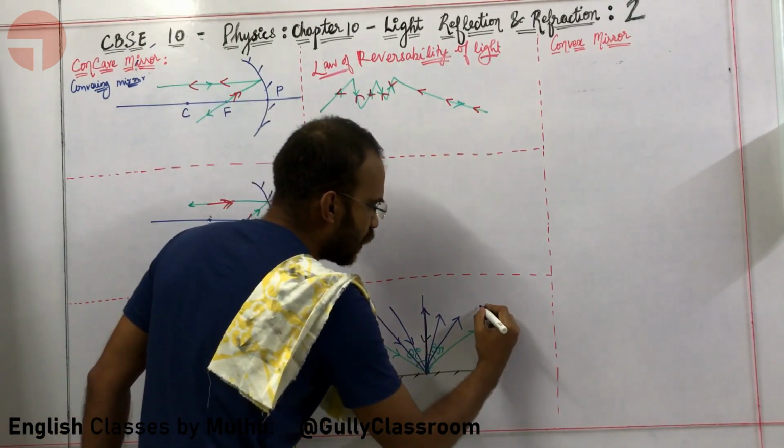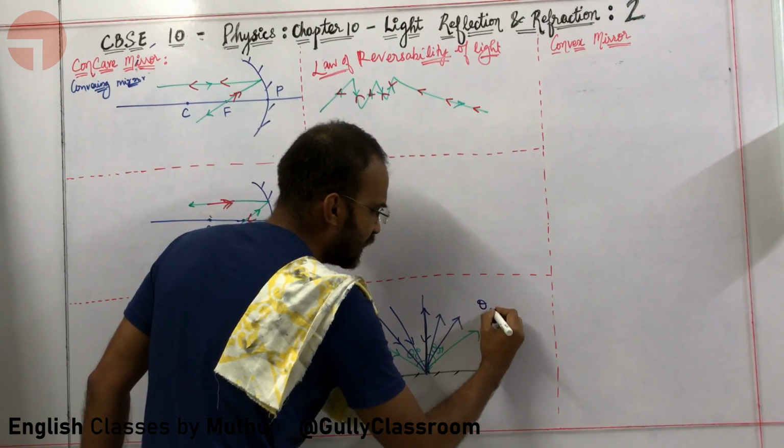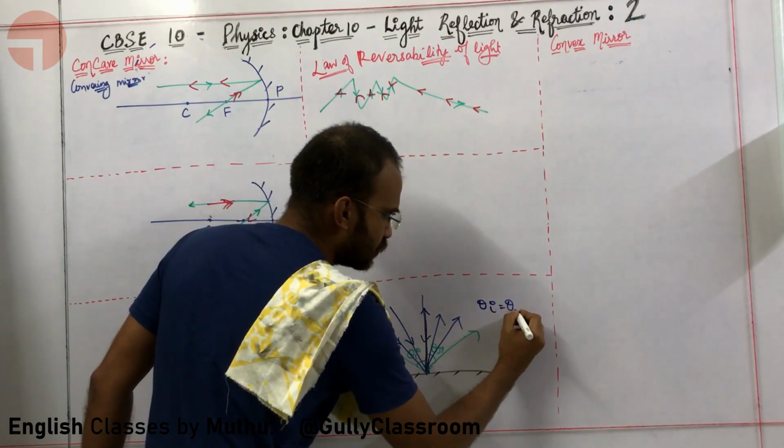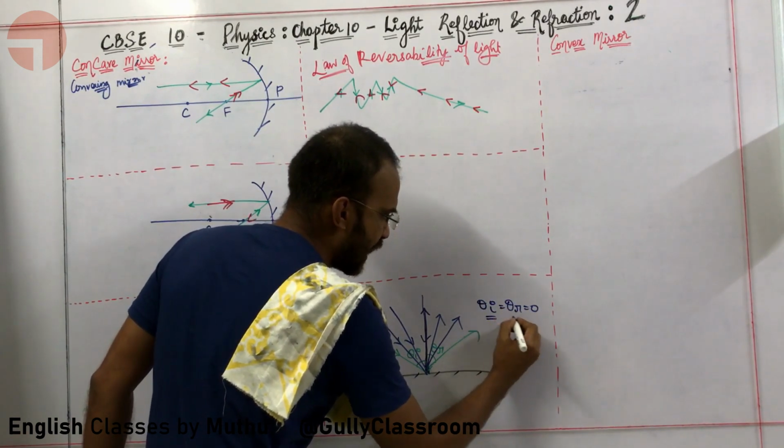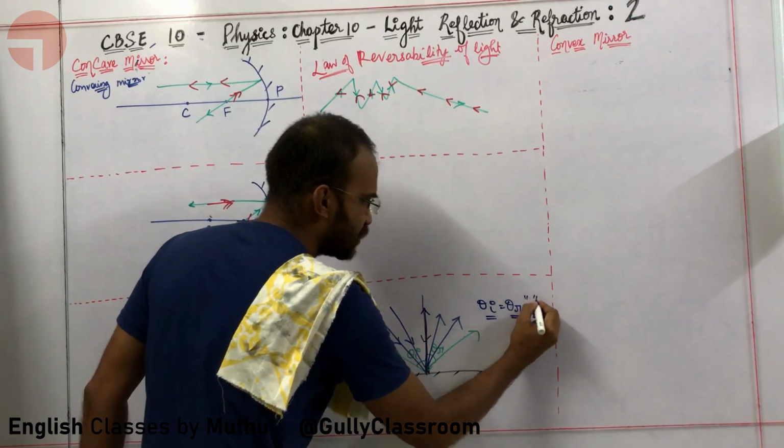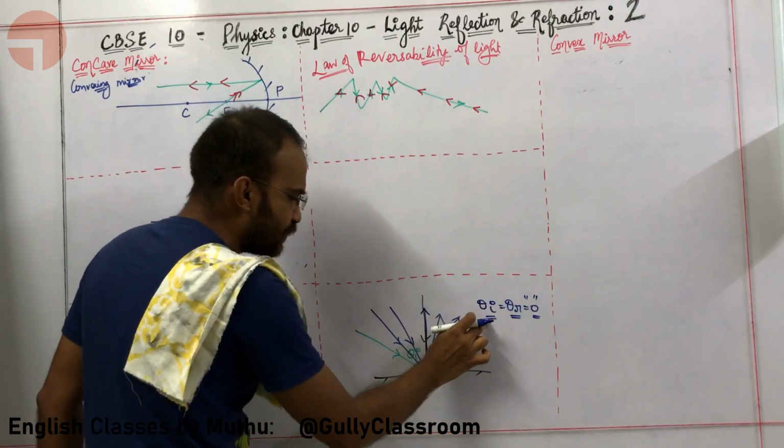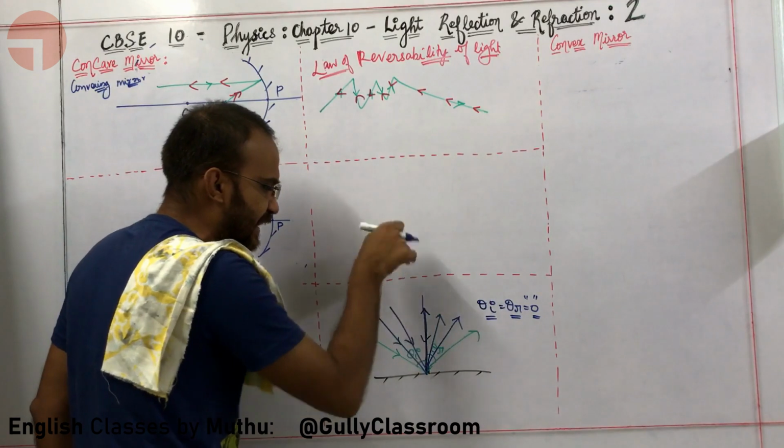Sir, how am I supposed to understand this? Here, theta I is equal to theta R is equal to 0. Angle of incidence and angle of reflection are 0. Why, sir? Angle of incidence is the angle between the incident ray and the normal.